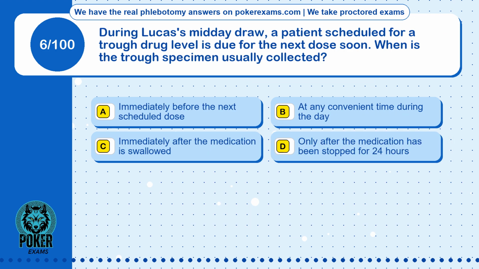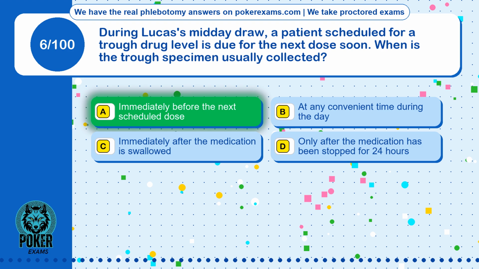Question 6. During Lucas's midday draw, a patient scheduled for a trough drug level is due for the next dose soon. When is the trough specimen usually collected? Option A. Immediately before the next scheduled dose. Option B. At any convenient time during the day. Option C. Immediately after the medication is swallowed. Option D. Only after the medication has been stopped for 24 hours.